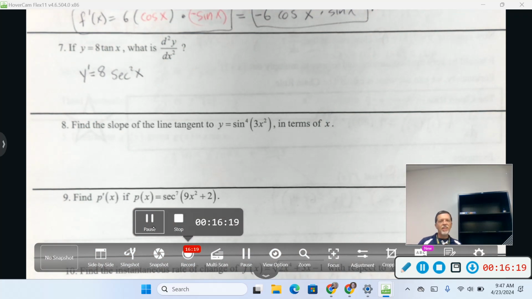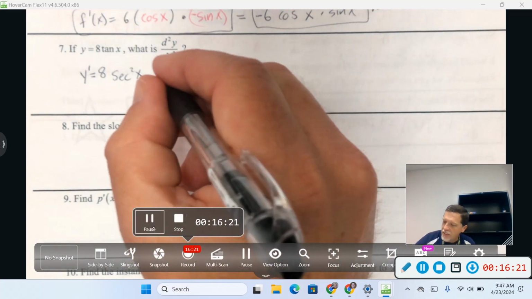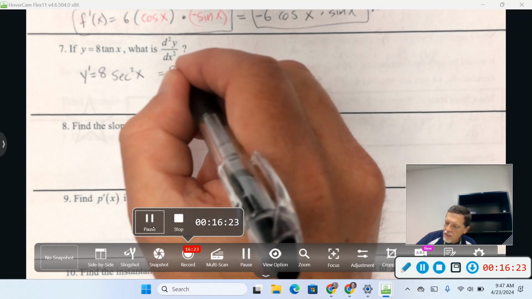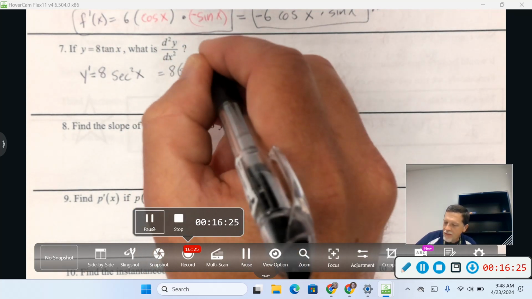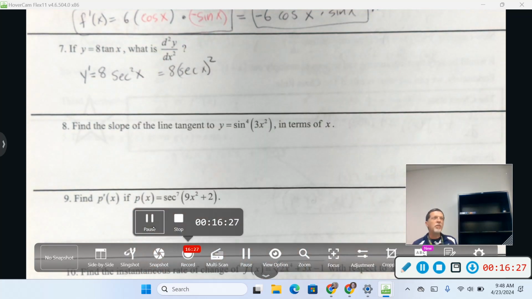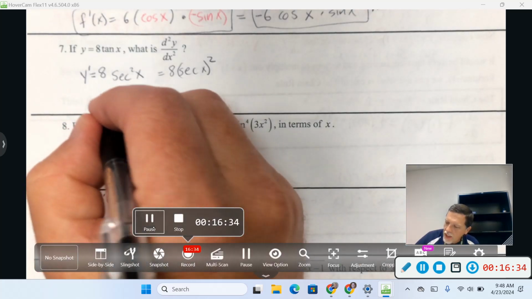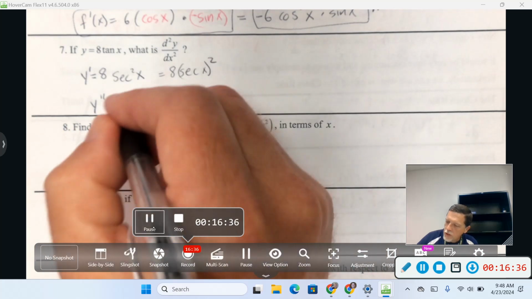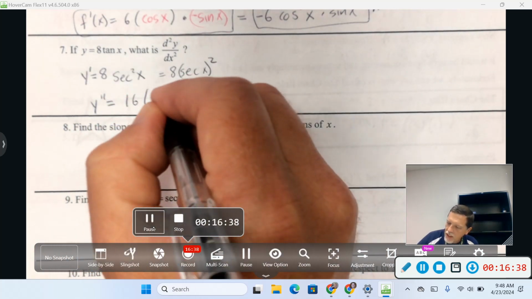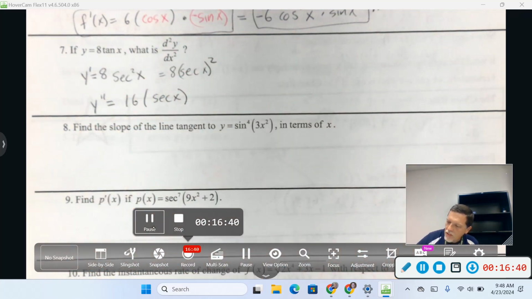And then a second derivative. Oh, now I see why this is in this section. Because secant squared, again, you don't have to rewrite it like that. But when you rewrite it like that, it becomes clear what the outermost function is, what the wrapper is. So the second derivative then is bring the 2 down, you get 16. Secant x to the first.